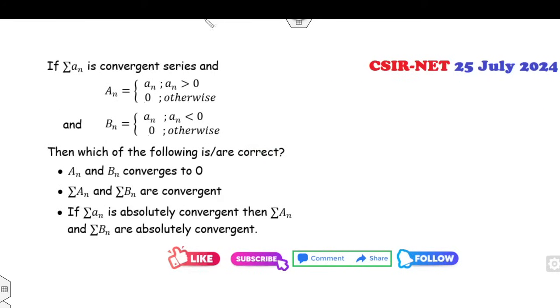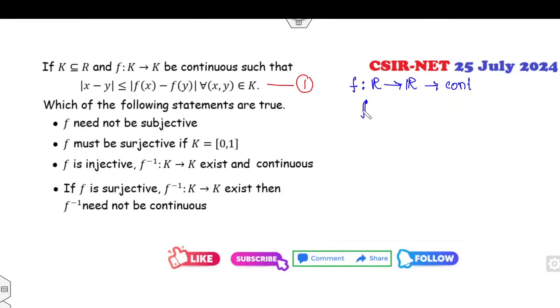If I look at the continuous function 1, a simple constant, is this condition satisfied? f(x) minus f(y) is 1 minus 1, which is 0. Does that imply x is equal to y? Fine. But is this condition satisfied? No.